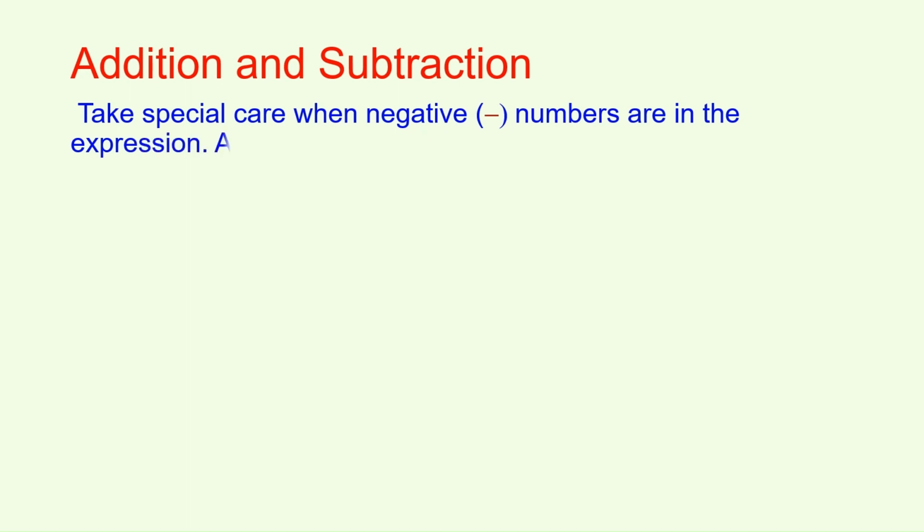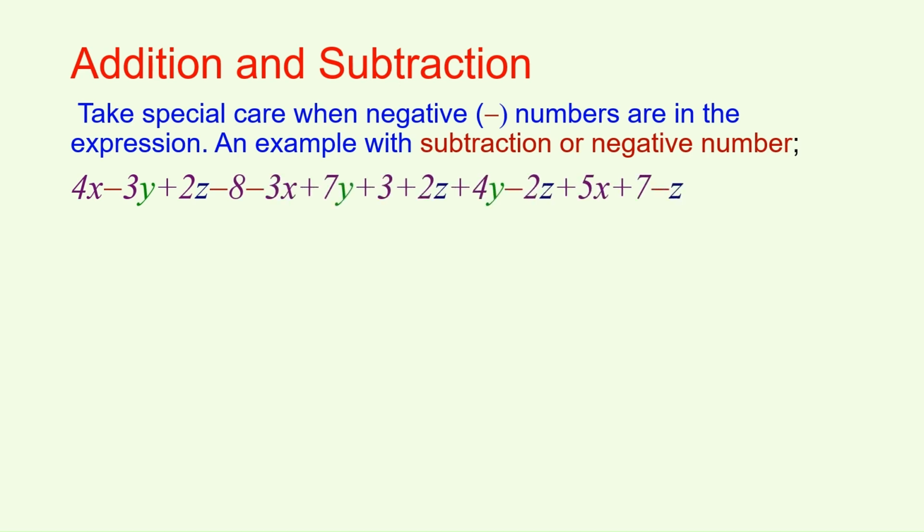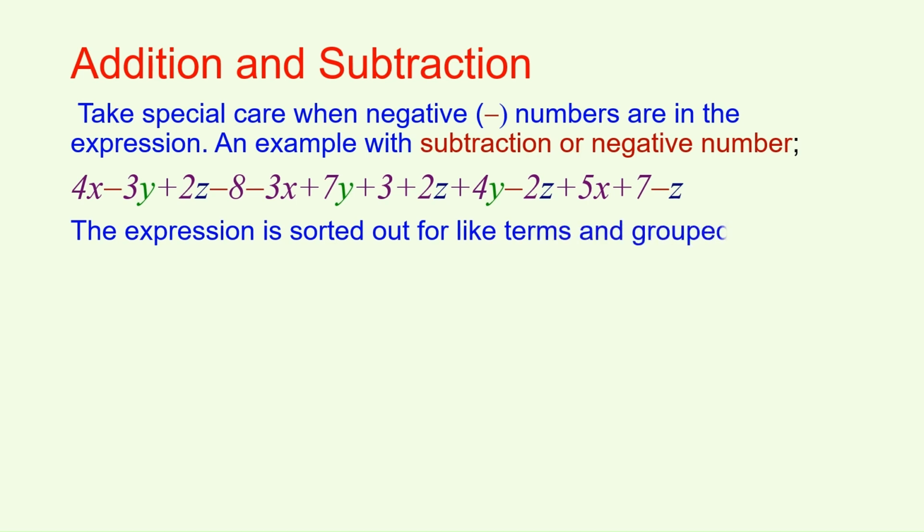Take special care when negatives, minus symbol or numbers are in the expression. An example with subtraction or negative number: 4x minus 3y plus 2z minus 8 minus 3x plus 7y plus 3 plus 2z plus 4y minus 2z plus 5x plus 7 minus z. The expression is sorted out for like terms and grouped together. Now proceed for simplification.